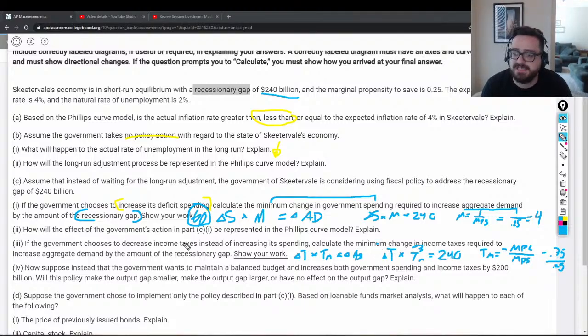Luckily, it says to decrease income taxes. That's very helpful. They need to decrease income taxes by 80 billion. So we have increased government spending by 60 billion or decreased taxes by 80 billion. Either of those would get you the same exact change in overall GDP, because your tax multiplier is less than your spending multiplier.